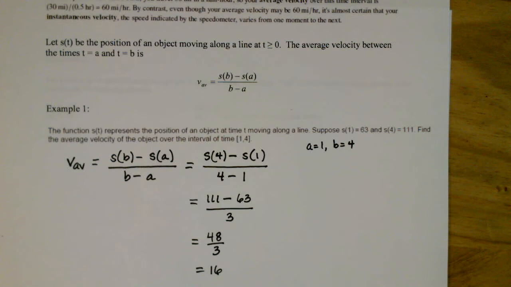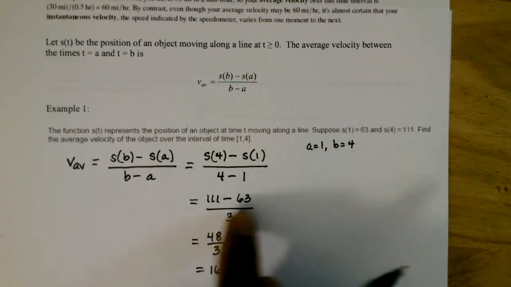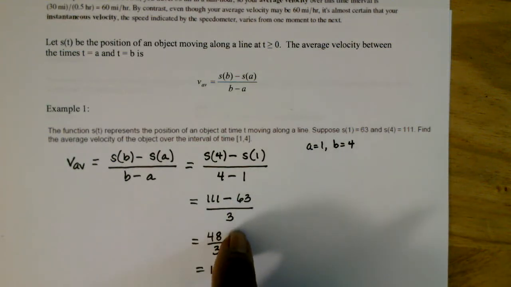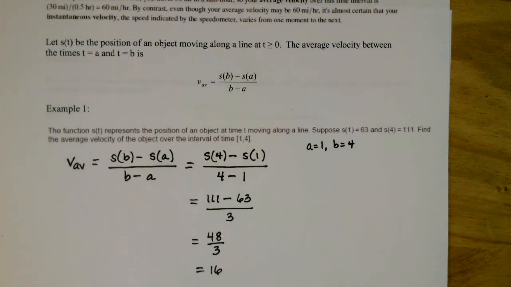So here, they don't give us the units for time and also for the distance. So here, the average velocity would be pretty much 16. Okay, that's your average velocity. Now let's say these units were in miles, and then your time was in hours. So that means the average velocity would be 16 miles per hour. Okay.